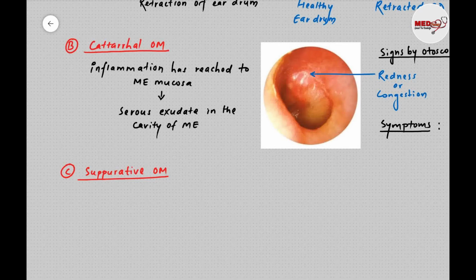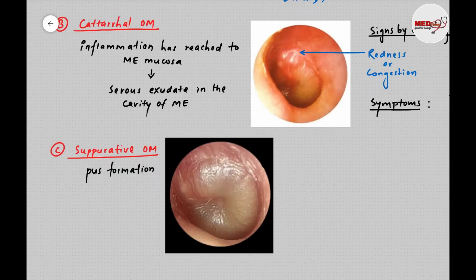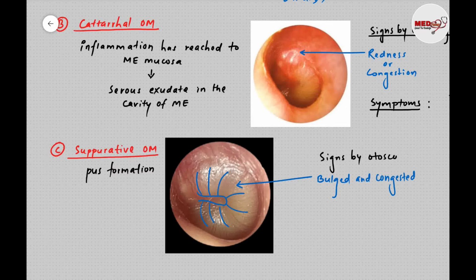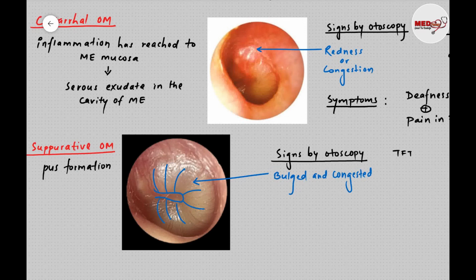the pus formation. If we see from the otoscope, then we will see the eardrum is bulged and congested. In this picture we can see a clear bulging. This is the malleolus, and this surrounding tympanic membrane is coming above the plane of the malleolus. And again through the tuning fork test we will see conducting hearing loss.